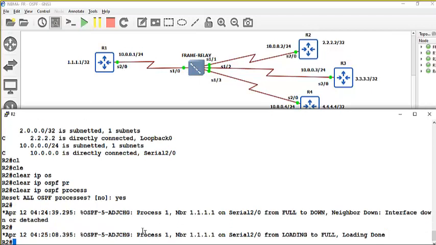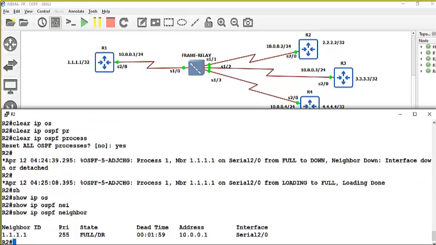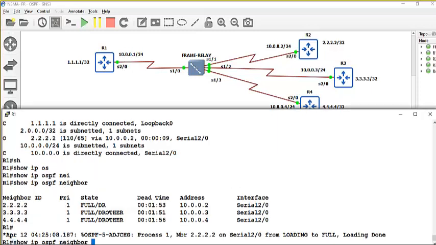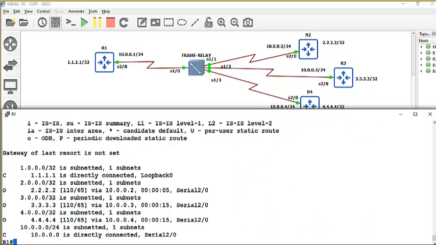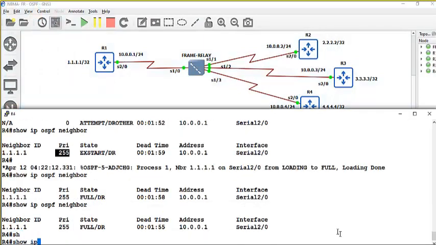Show IP OSPF neighbor. Let me go to router 1 now. Good. Now check the routing table, show IP route. Only now it learns all the routes. Did you see now? See, you have to do a lot of gymnastics to make this happen. After R1 became DR, if you go now to R4 and check the routing table, you will have the routes.